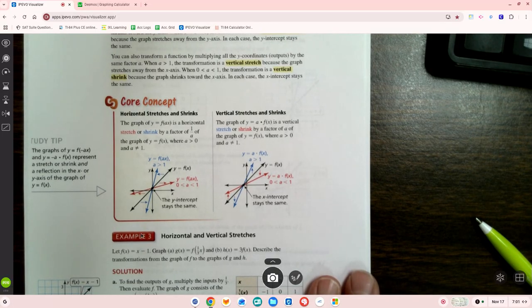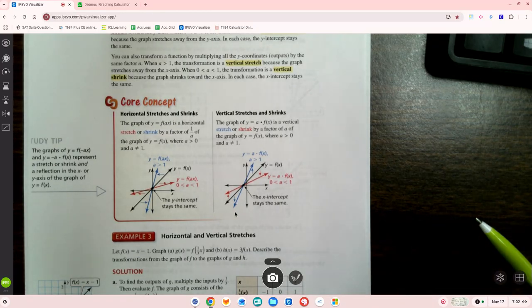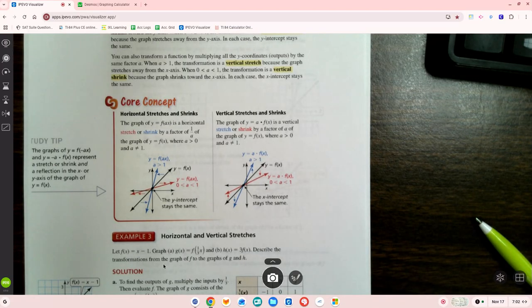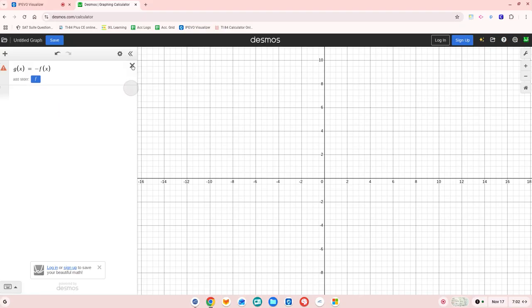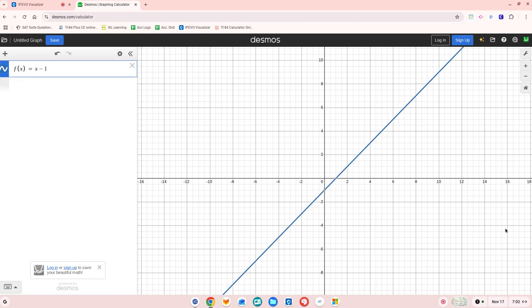Let's try this, because again, if I read through this, you might think that looks kind of complicated. It's not complicated. It's just telling you exactly what I'm telling you here. Let's type this in and see what happens. So let's do f of x equals x minus 1. Type it in. Okay, so here is that base function for this problem, and it's a line that has a y-intercept of -1 and a slope of 1.